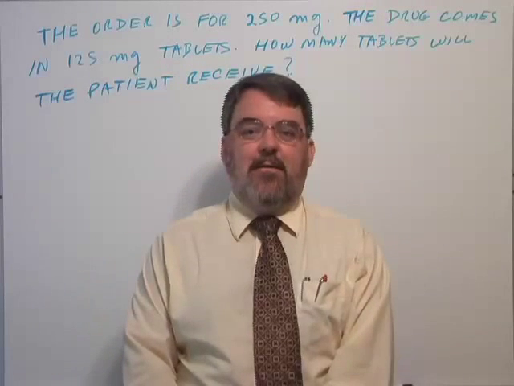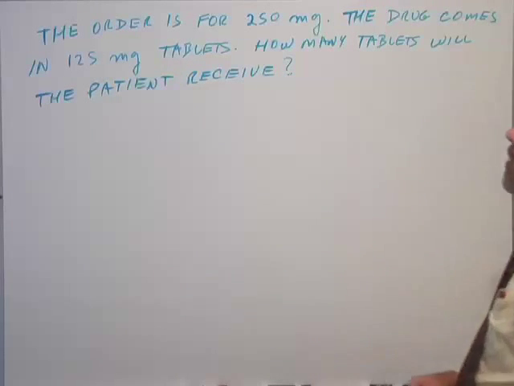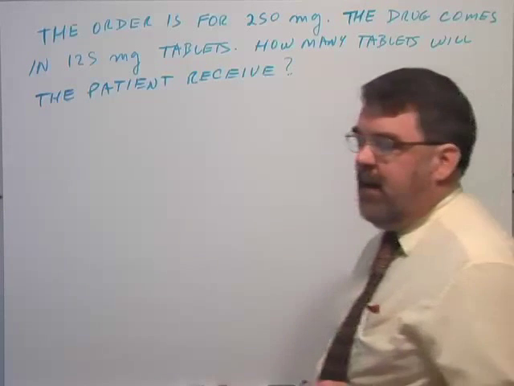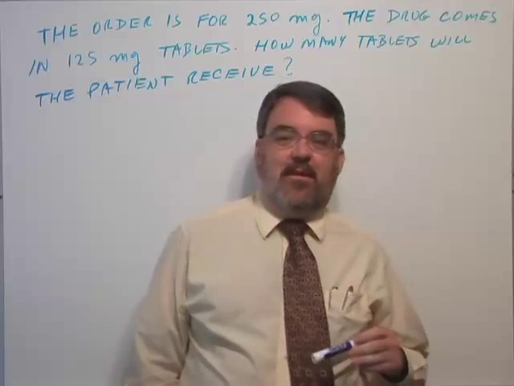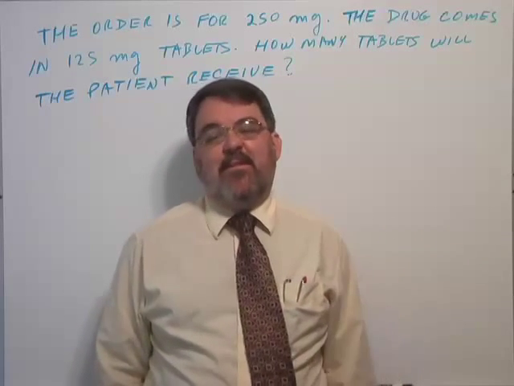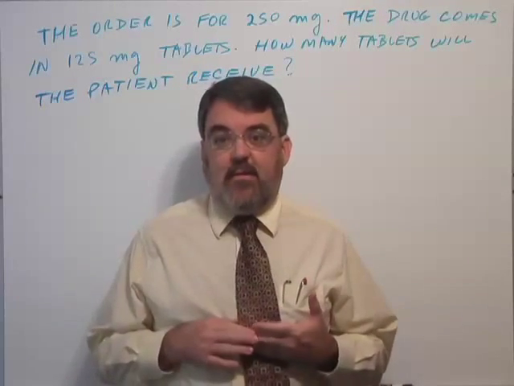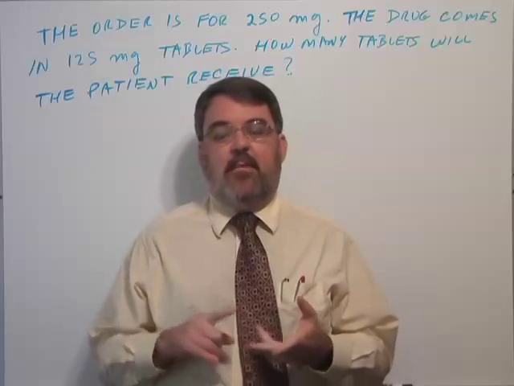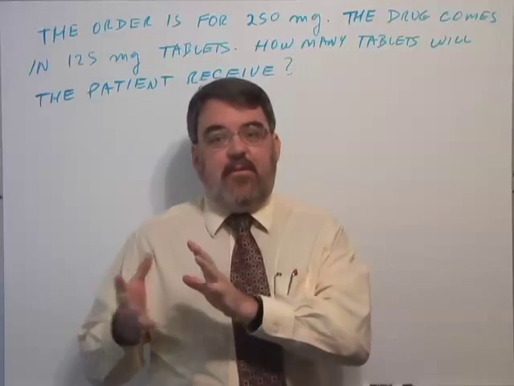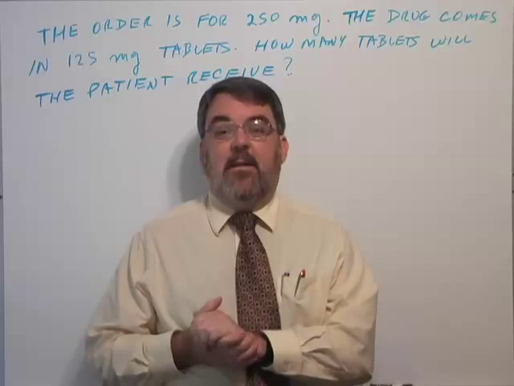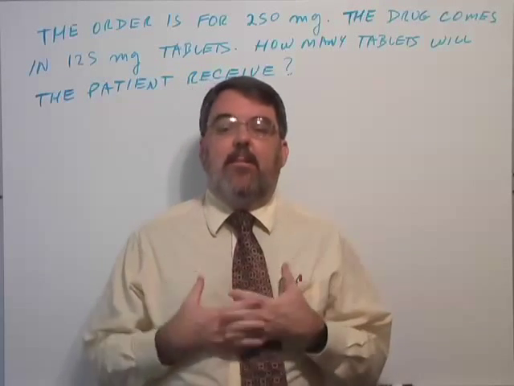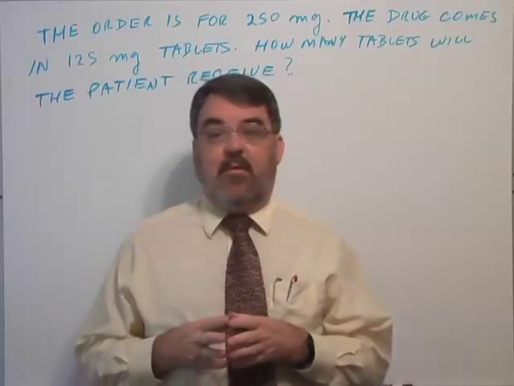And let's start off with a real simple example. Here's our first example. The order is for 250 milligrams. The drug comes in 125 milligram tablets. How many tablets will the patient receive? In working these problems, you're going to see me get into some pretty consistent habits. When there's patient information, which can be body weight or body surface area, then I list that first in my calculations. And then whether that's there or not, what would come next would be the prescribed dose.